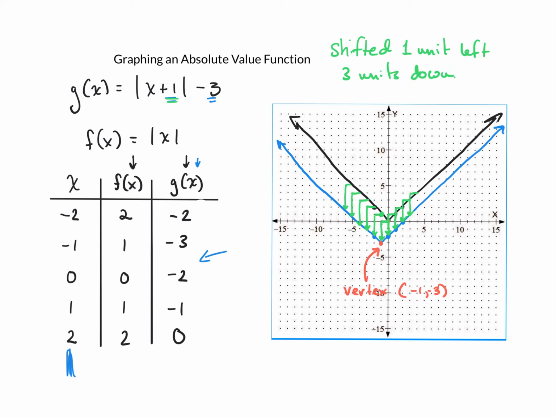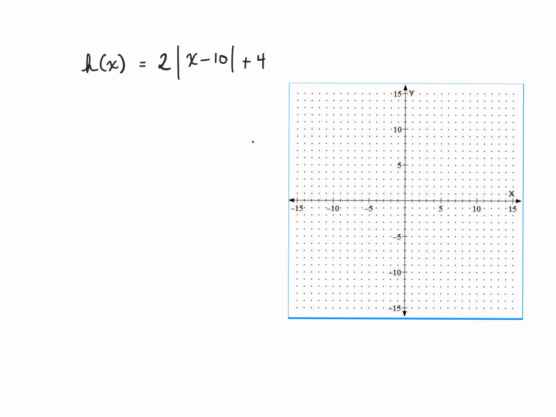Okay, so this is going to be an interesting concept that we have to follow, and let's take a look at the next example and see, does this always work? Let's see how it works. So on to the next example. Now, this example says 2 times the absolute value of x minus 10 plus 4. So let's take a look at what everything has here.